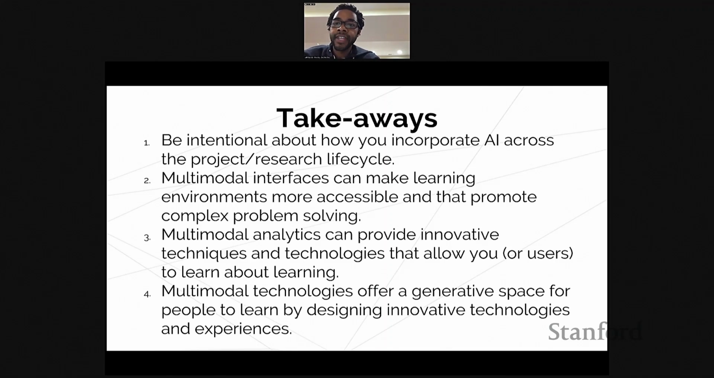Third, multiple analytics can provide innovative techniques and technologies that allow users to learn about learning. And then fourth, multiple technologies offer a generative space for people to learn by designing innovative technologies and experiences. So those are the four big ideas that I'm going to be touching on during today's talk, and I'm going to try to give you some examples of each one. All of these things are based on some recent papers that I've written, and I will mention those on each of the slides, so you can take a look at those papers in more detail if you want.